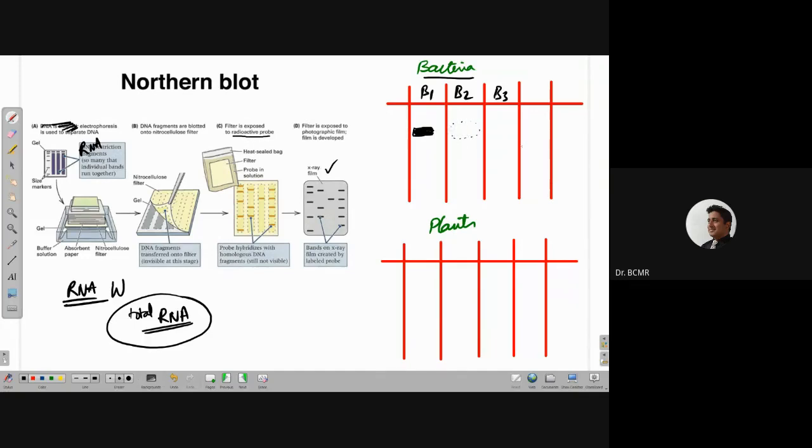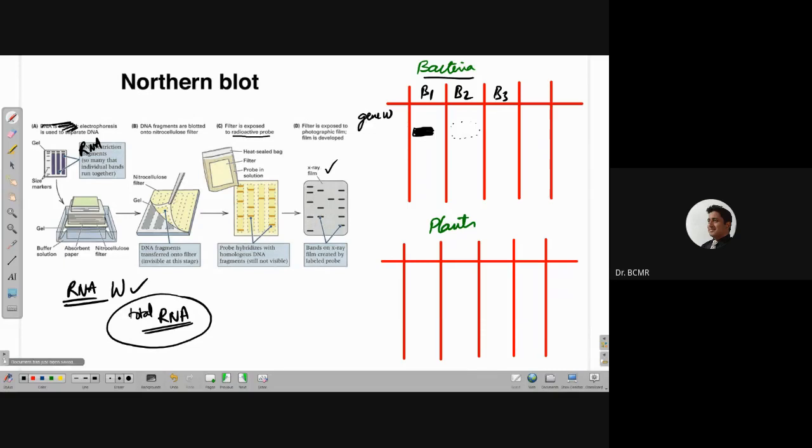What can we say about bacteria 1 and bacteria 2? I'm going to make a statement, and I want you to argue with me. Assume that we are looking at gene W. Bacteria 1 has gene W, but bacteria 2 does not have gene W. Is it true or false?